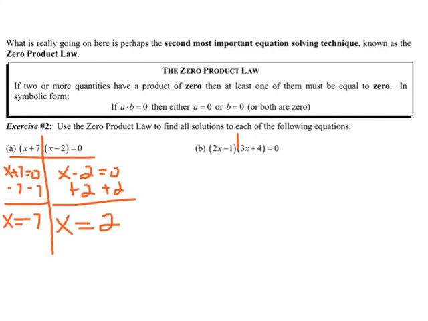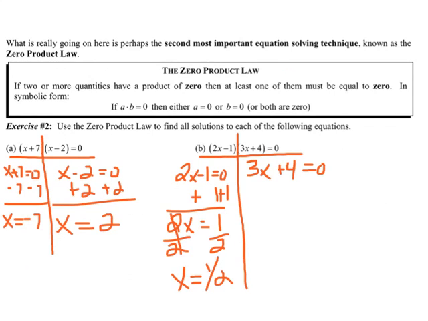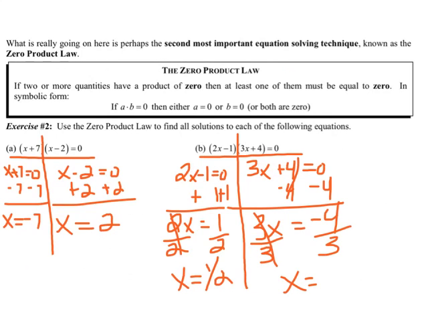Let's try B. Tee it up, right down between the parentheses. I'm going to have 2x minus 1 equals 0 and 3x plus 4 equals 0. Add 1 on both sides. I'm going to get 2x equals 1. Divide by 2. x is going to equal 1/2. Minus 4 on both sides. 3x equals negative 4. Divide by 3. x is going to equal negative 4/3.